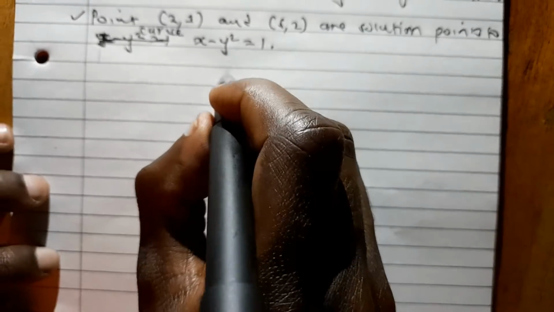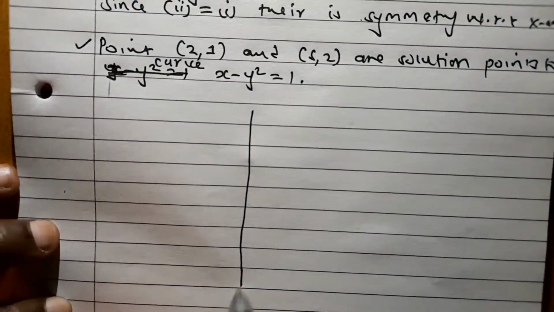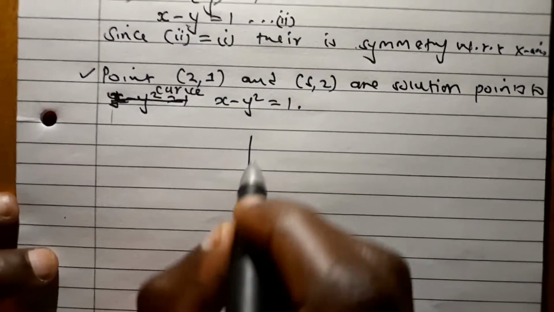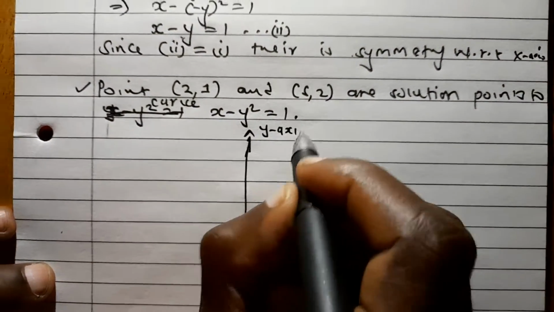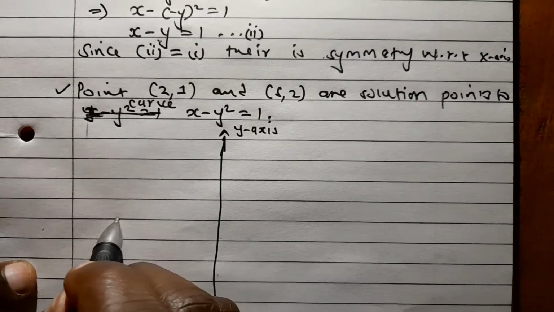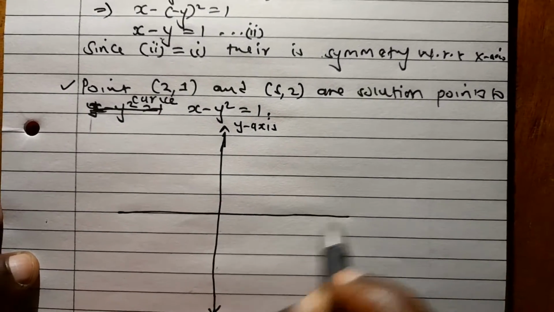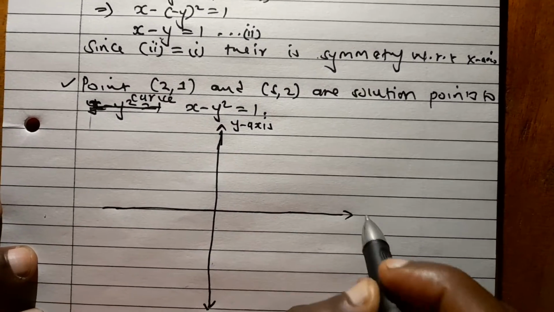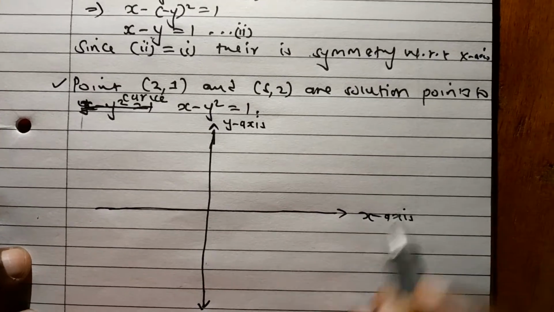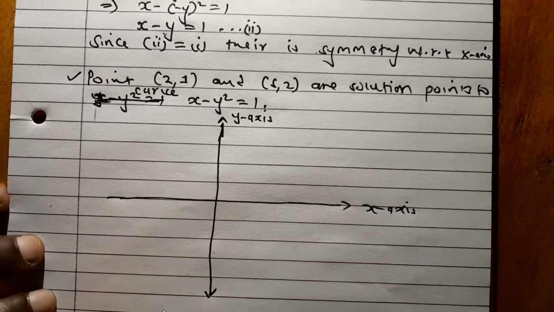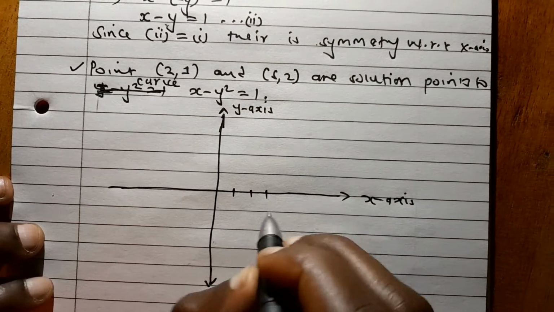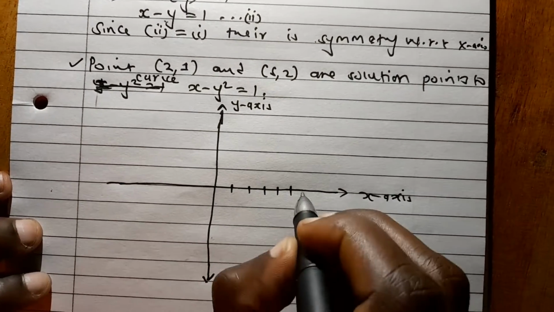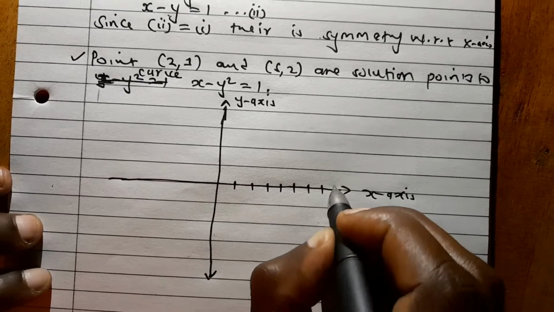And here we go. I'm having my y-axis like that. This is my y-axis. I'm having my x-axis like that. This is my x-axis. So let's say this is 1, 2, 3, 4, 5, 6, 7, 8.